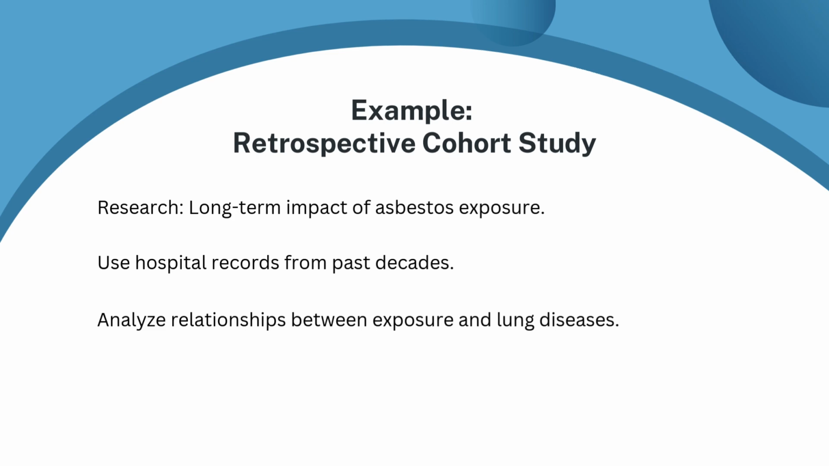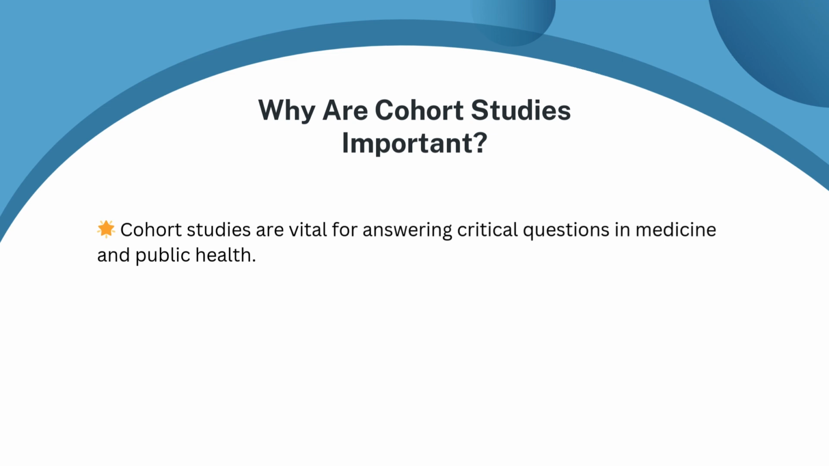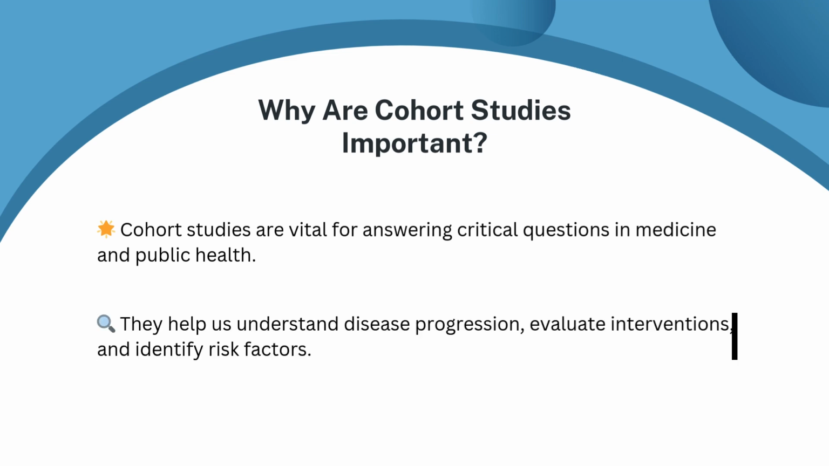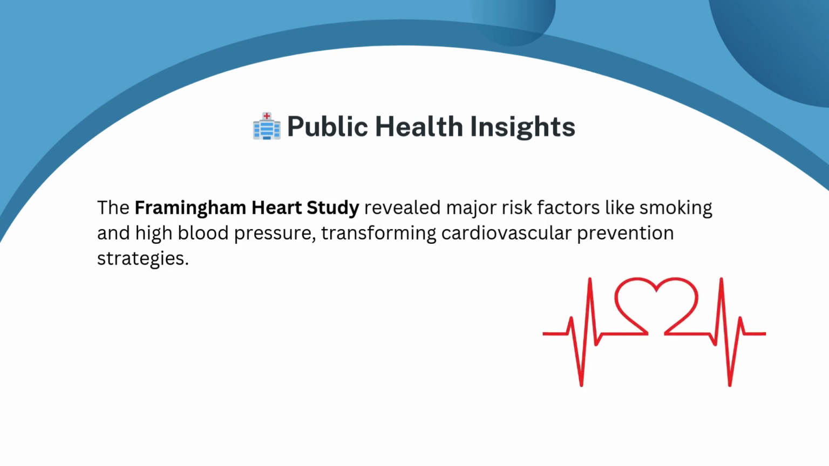Why are cohort studies important? Cohort studies are crucial for answering key questions in medicine and public health. They help us understand disease progression, evaluate interventions, and identify risk factors. Here are some examples of their impact. Public health insights: the Framingham Heart Study is a landmark example of a prospective cohort study. It followed participants for decades, uncovering risk factors like smoking, high blood pressure, and cholesterol. These findings transformed how we approach cardiovascular prevention.